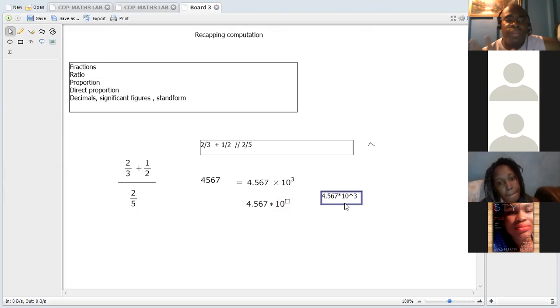Now, before going any further, is there any problem that anybody had that you want me to look at before we start the algebra class? Is there any problem that anybody had? Nobody had any problem? Okay.